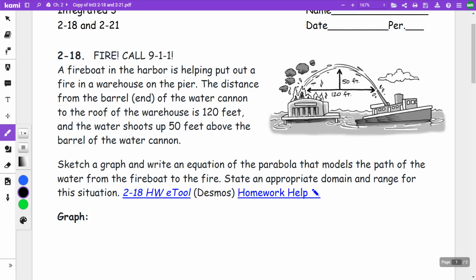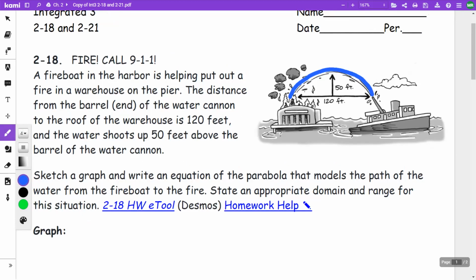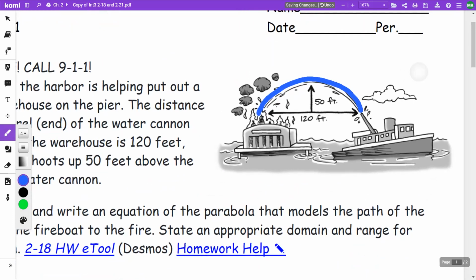So on 2-18, we have a situation where we're shooting water from that barge onto that burning building on a pier. And we're trying to figure out the water flow here. So we're really trying to figure out this right here. That's what we're trying to figure out.